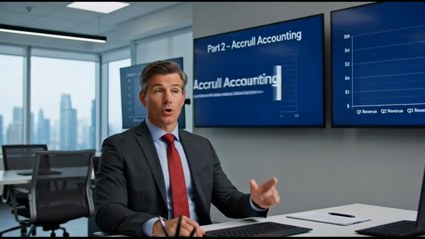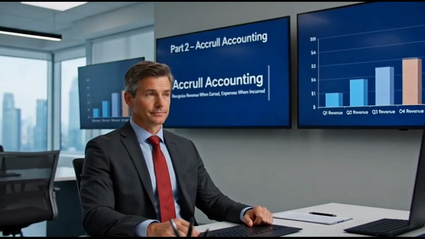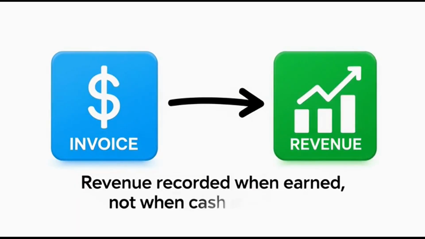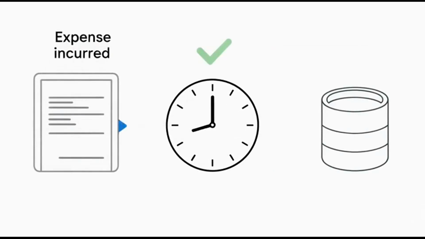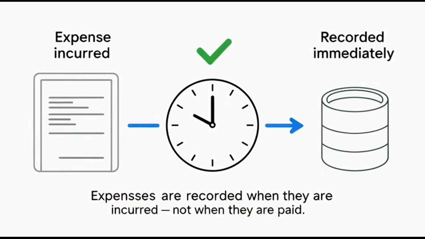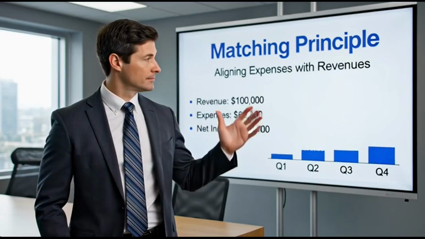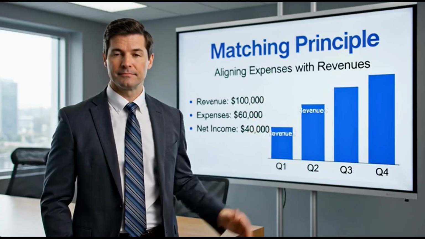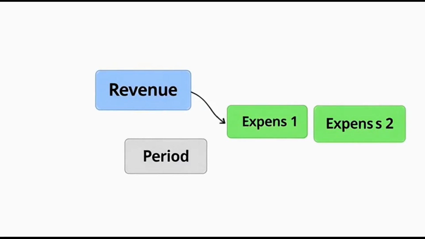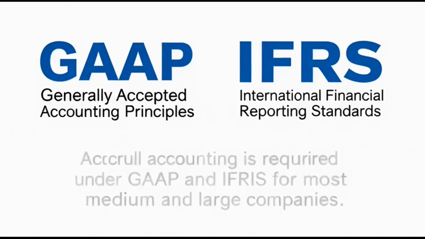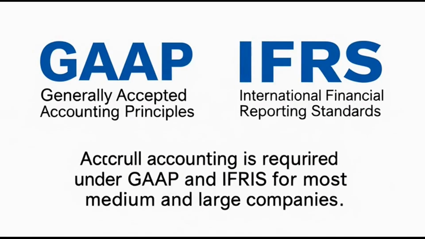Now let's talk about accrual accounting. Under accrual accounting, revenue is recorded when it is earned, not when cash is received. Expenses are recorded when they are incurred, not when they are paid. This method follows the matching principle. The matching principle ensures expenses are recorded in the same period as the revenue they generate. Accrual accounting is required under GAAP and IFRS for most medium and large companies.